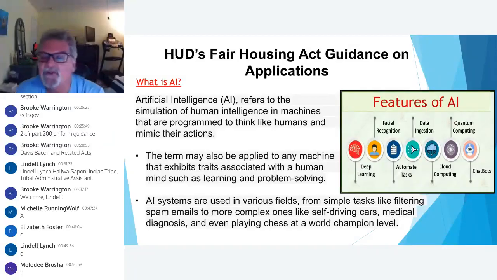Back to my little matrix there. Data integration, automated tasks, quantum computing, I'm not quite sure what that is, cloud computing, and chatbots. How many of you have seen chatbots on different websites? I was on a car dealership website. I don't know why. I'm not in the market to buy a car.